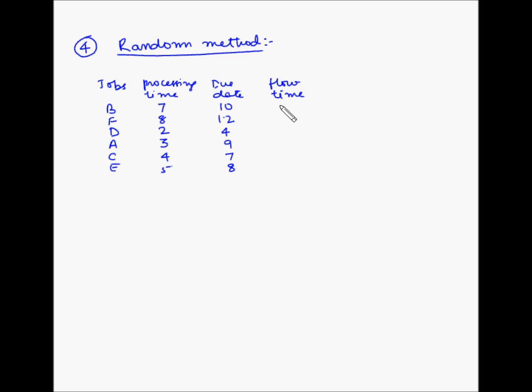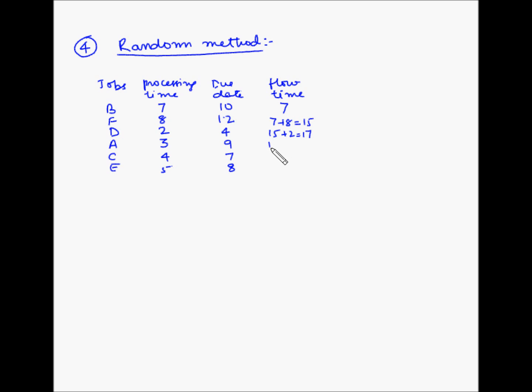So we'll first process B, and B takes 7 days, so B will be done by the 7th day. F will take 7 plus 8, which is 15. So on the 15th day, F will be processed. D will be processed on 15 plus 2, which is the 17th day.